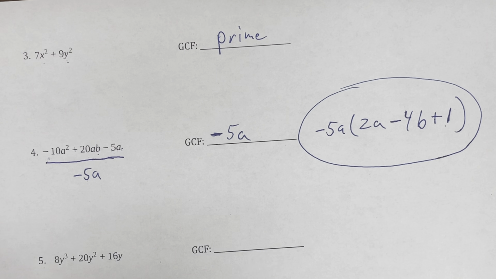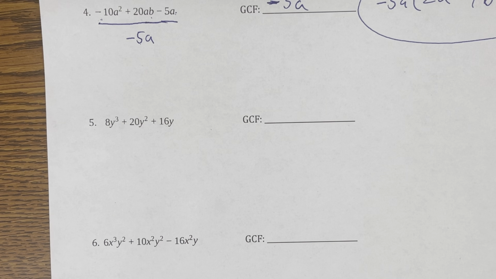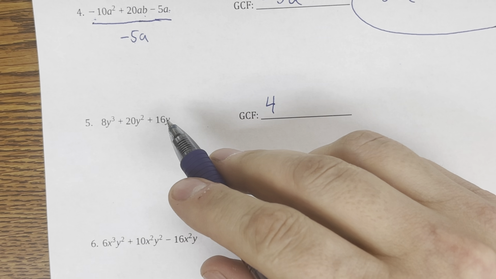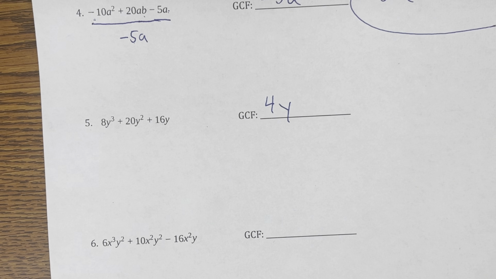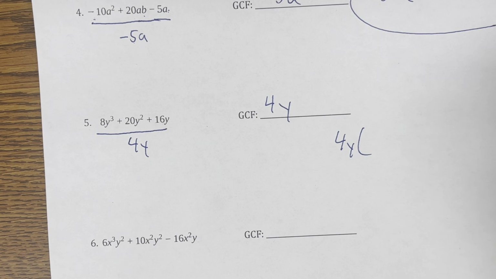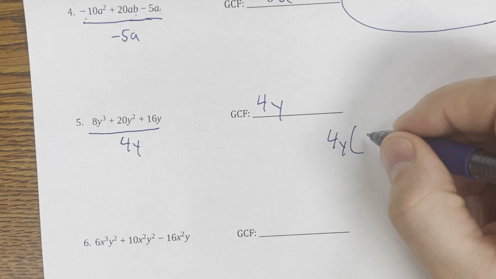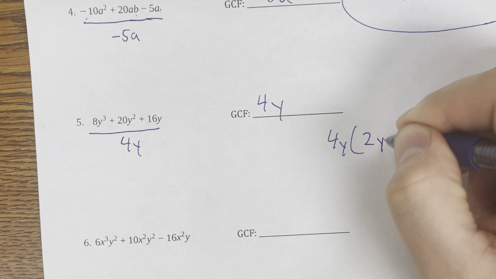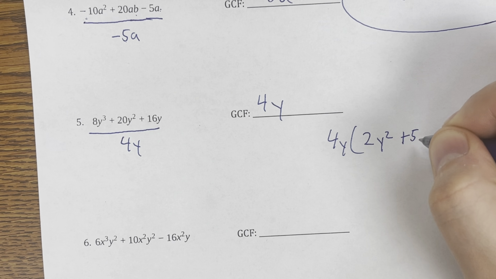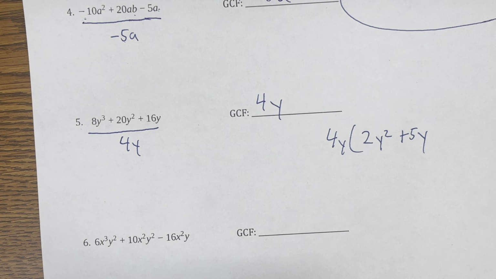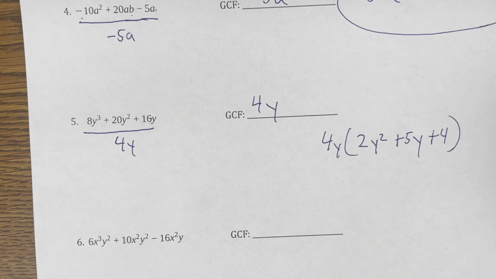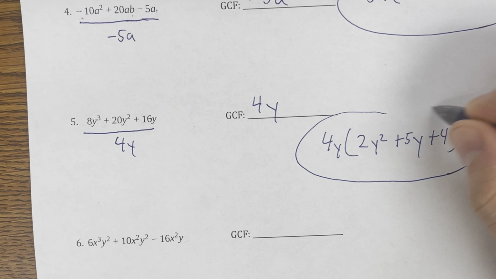Okay. Next one, what goes into 8, 20, and 16? That's going to be 4. The smallest exponent for the y is just a y to the first, so I can take out a 4y. Divide all 3 terms by 4y. 4y goes on the outside. Left inside, 8 divided by 4 is 2. Y to the third over y is y squared. 20 divided by 4 is 5. Y squared over y, I'm left with 1y. And lastly, 16 divided by 4 is 4. The y's cancel. We got it. You could distribute to check your work.